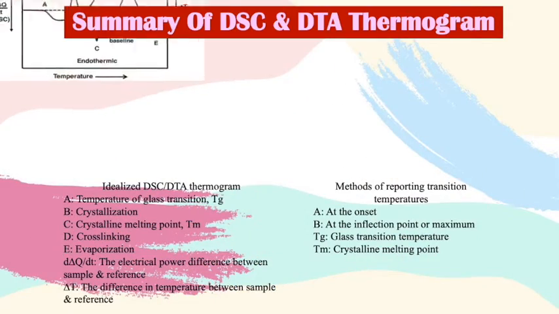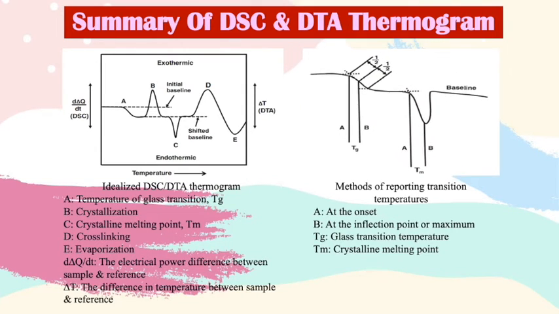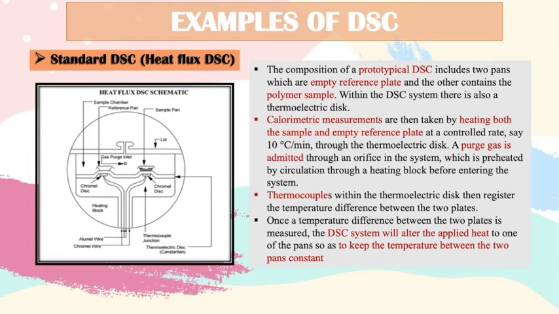Last but not least, this slide is a summary of DSC and DTA thermograms. This is the idealized DSC or DTA thermogram, and this one is the methods of reporting transition temperatures. Now, let's move on to the examples of DSC. The first one is the standard DSC, also known as heat flux DSC.